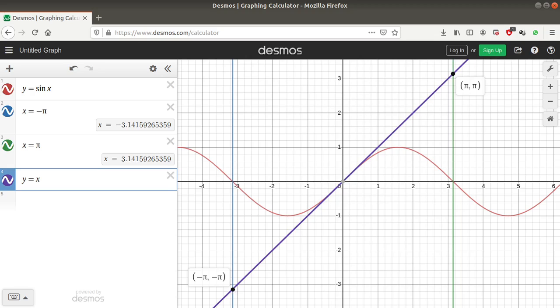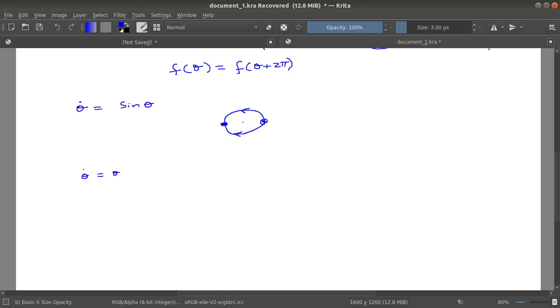So that's one example which is not a flow on the circle, and in further videos we'll see some more examples and some physical examples, right? Thank you.